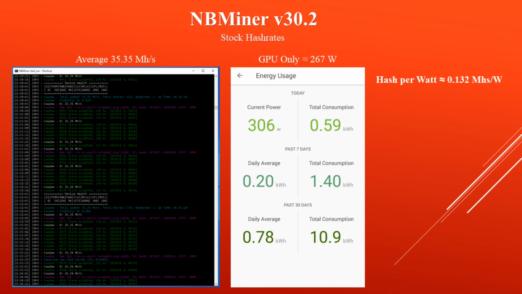So running NBMiner on stock settings, I was averaging around 35.35 mega hashes. Now my whole test bench was pulling around 306 watts, so the GPU itself was only pulling around 267 watts. So the average hash per watt is about 0.132 mega hashes per watt.